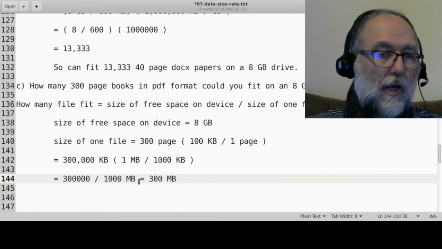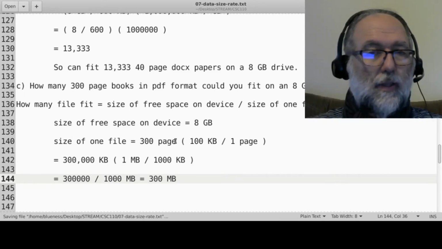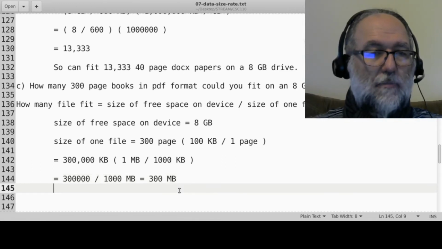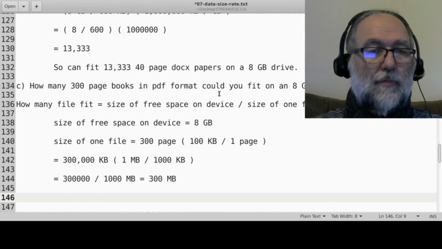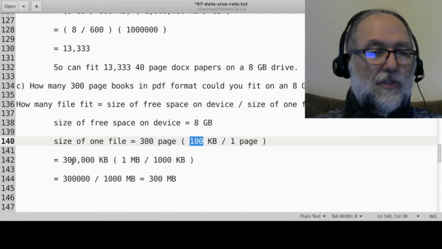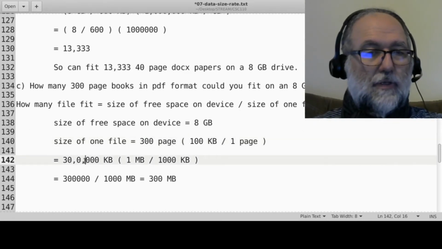Yeah, that's right. Did I do something wrong? No, it's fine. Okay, so 300 megabytes. So each book is about 300 megabytes. I did do something wrong. I'm sorry, guys. So that should be 300 multiplied by 100 is 30,000, not 300,000. Okay, sorry about that.